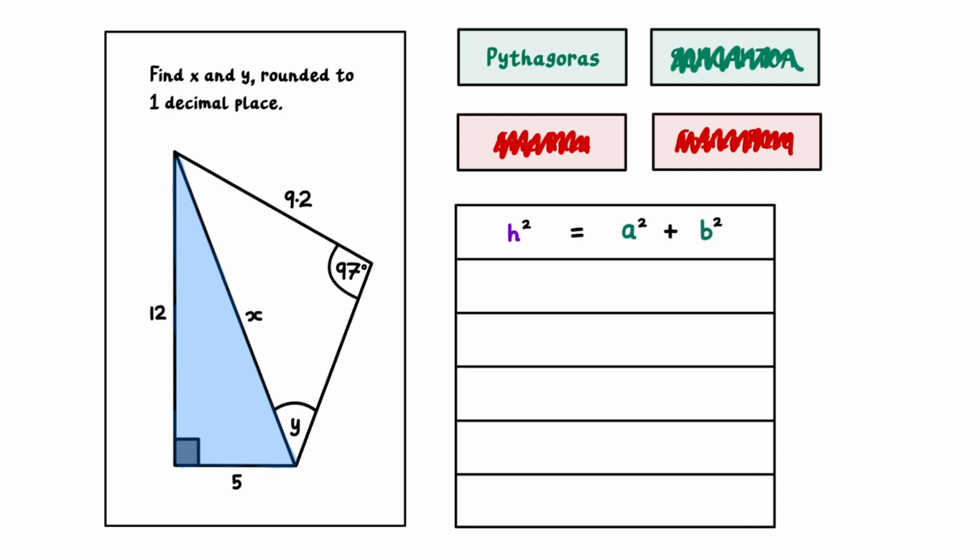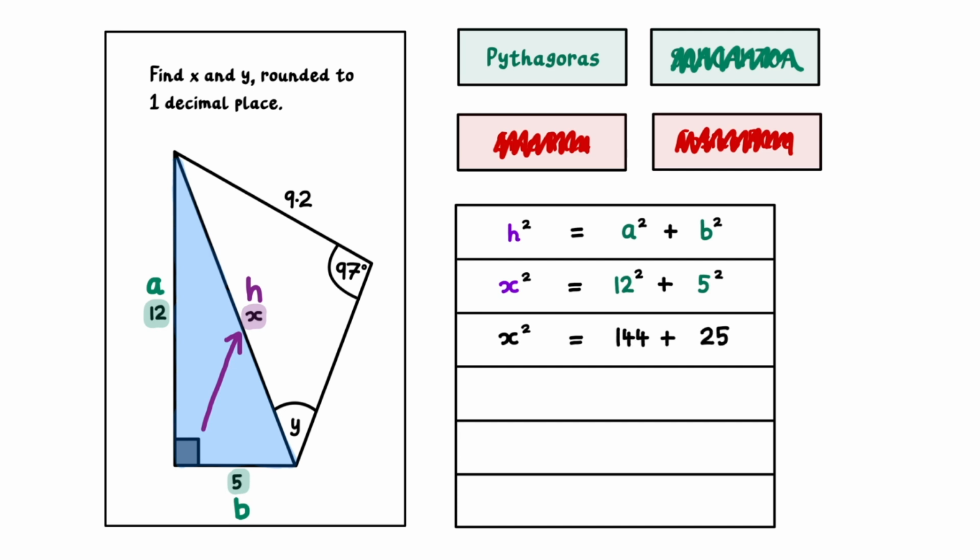This states that h squared equals a squared plus b squared. H refers to the hypotenuse, which is the side across from the right angle. A and b refer to the other two sides. Here, we can let h equal x, a equal 12, and b equal 5. Putting these values into our statement tells us that x squared equals 12 squared plus 5 squared. This equation can be solved to find the value of x.